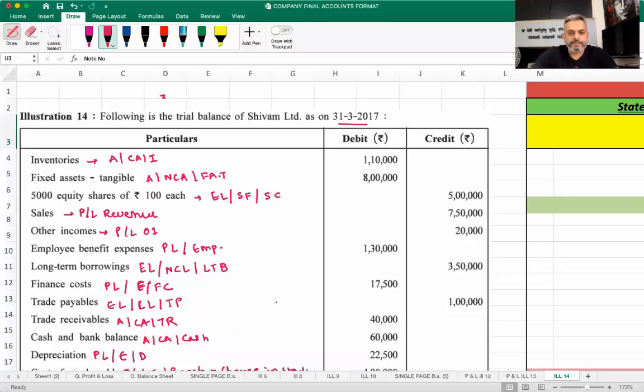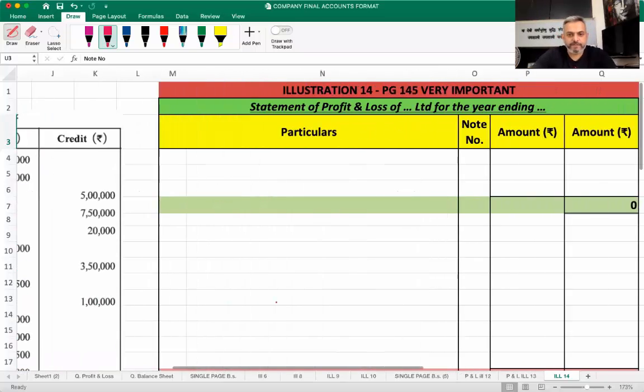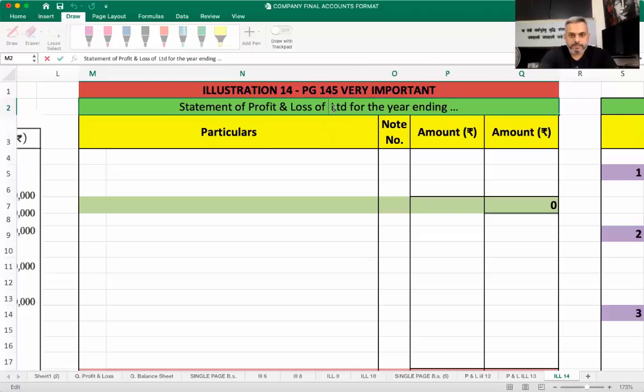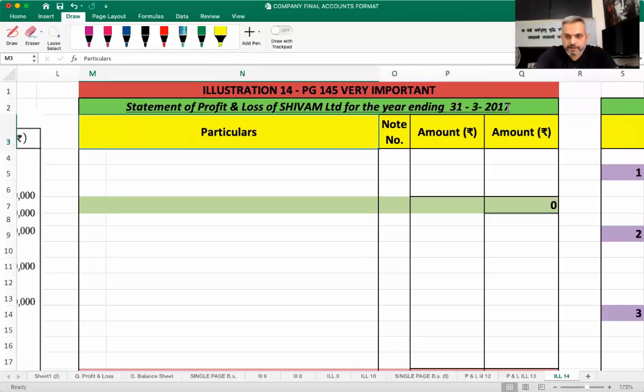So let's start with the sum by writing the heading Shivam Limited. For year ending 31/3/2017. Don't write year end 31 December 2020.